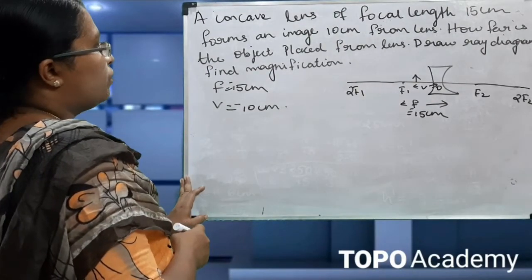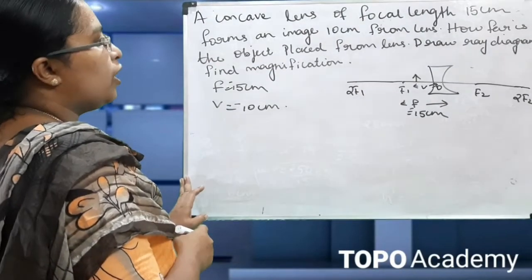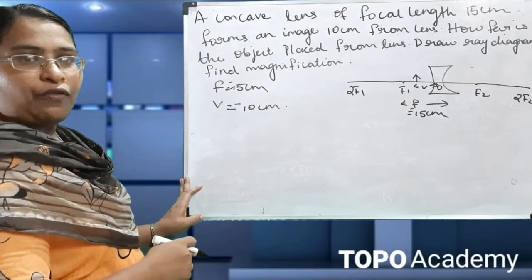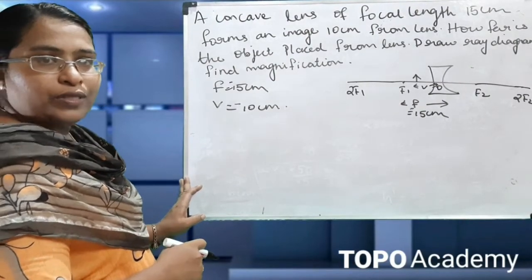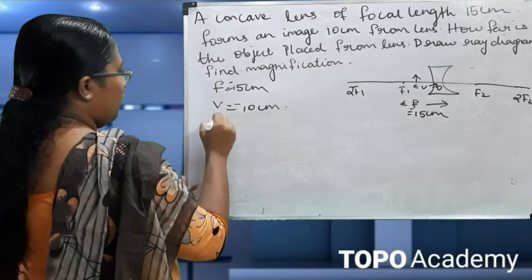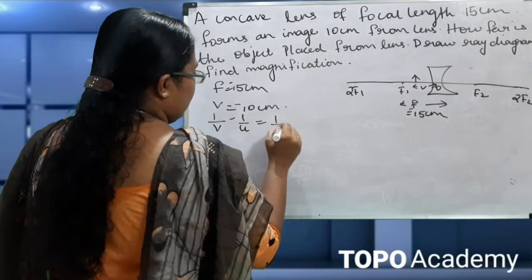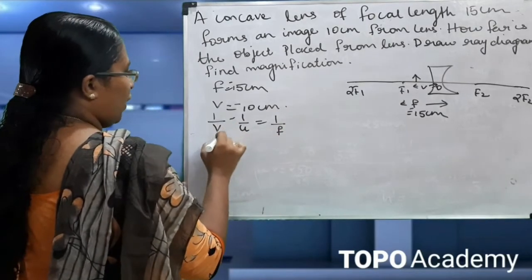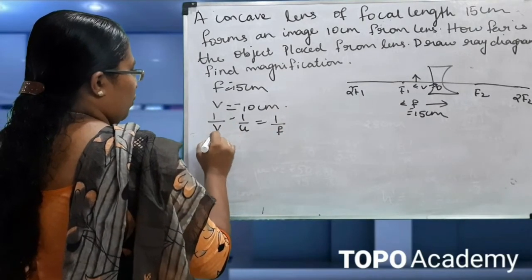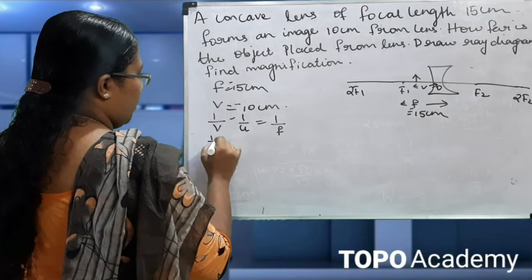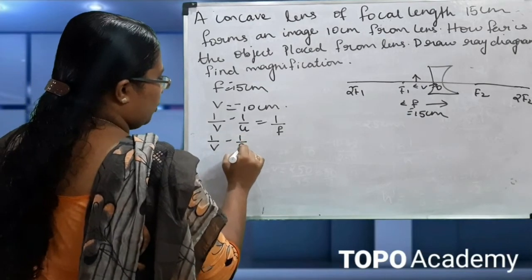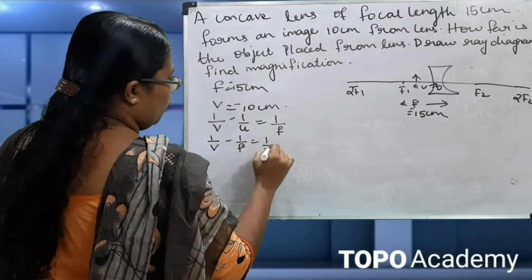How far is the object placed from the lens, and draw the ray diagram. So we have to find the value of U. We can use the lens formula 1 by V minus 1 by U is equal to 1 by F. So 1 by V minus 1 by F is equal to 1 by U.